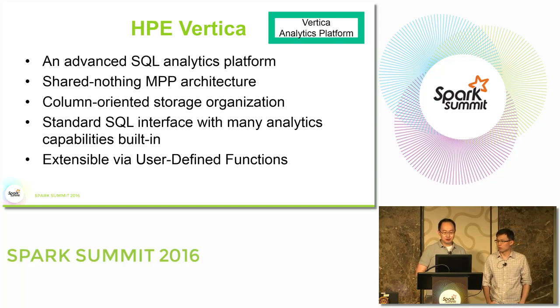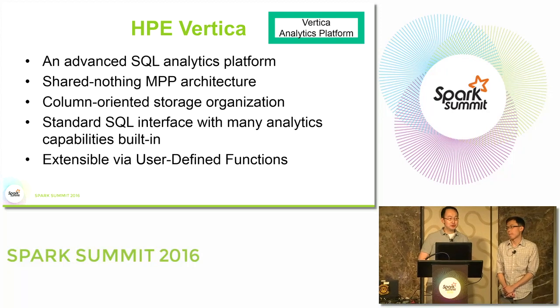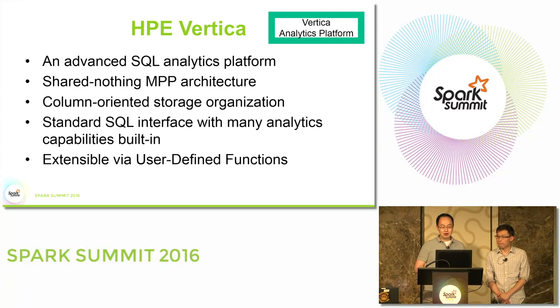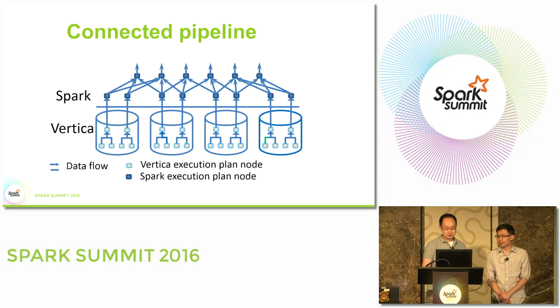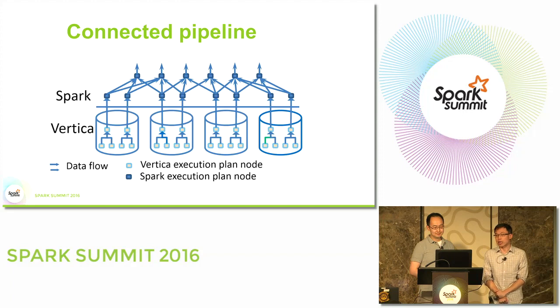Vertica is an analytics platform that supports advanced SQL analytics, and it's a share-nothing MPP database. The data are stored in column-oriented storage. Vertica supports a standard SQL interface and very fast queries. It also supports many analytics capabilities built into Vertica, and lets users extend Vertica functionality with user-defined functions. So as such, we think that Vertica is an ideal data source for Spark because you can connect those capabilities that Ray just mentioned to Spark's workflow.